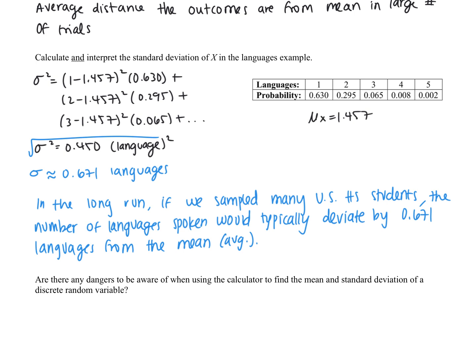Okay, you should be thinking right now, man, this is pretty tedious. I wish we could do this on the calculator. Aren't you? Let's do it on the calculator. So what you're going to do in the calculator, you always have to give the calculator your data. So we're going to use the languages data. Do you remember where to go in the calculator to put data in?